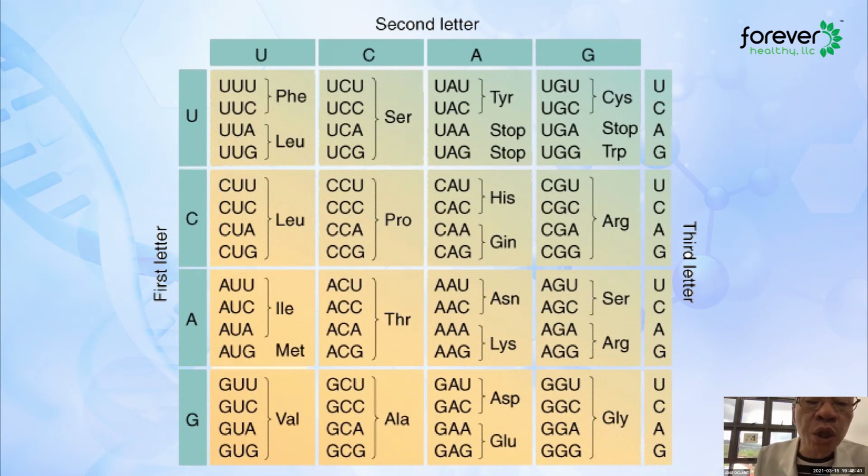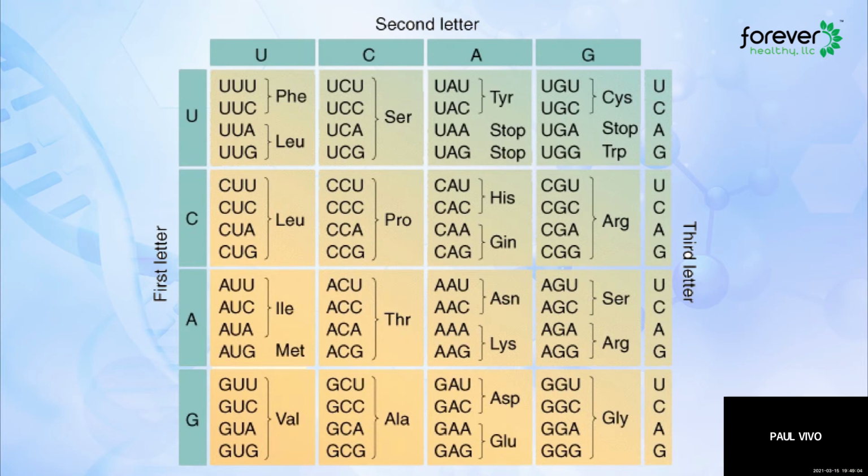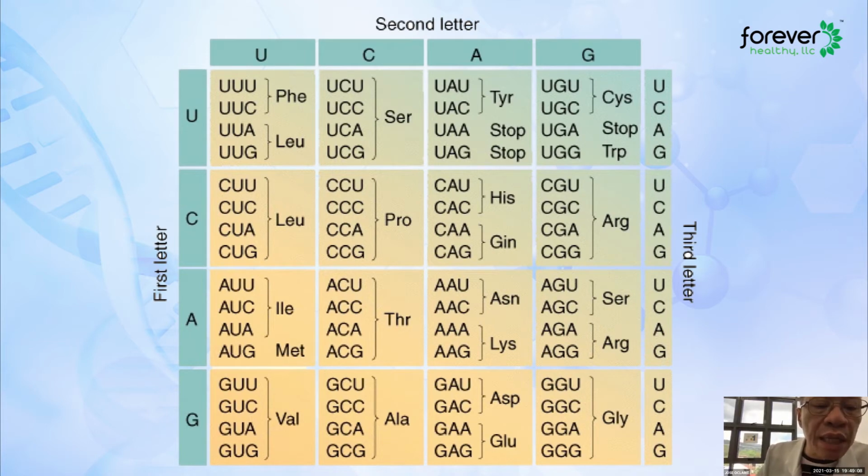So this is what I told you before, that our genetic code is redundant, meaning there is more than one codon for one amino acid. In the case of leucine, for example, as you can see in this table, there are 6 codons for leucine. You have UUA is leucine, UUG is leucine, CUU is leucine, CUC is leucine, CUA is leucine, and CUG is leucine.